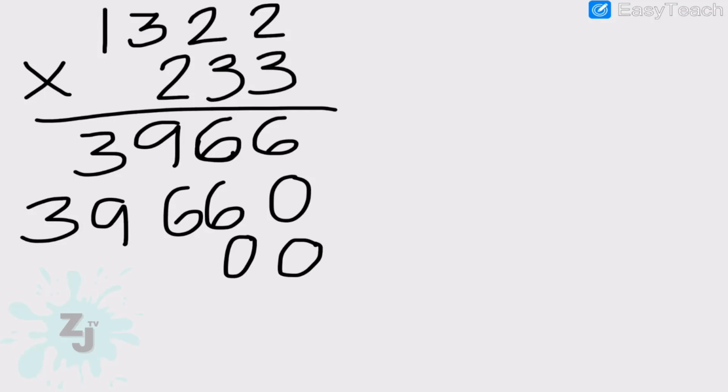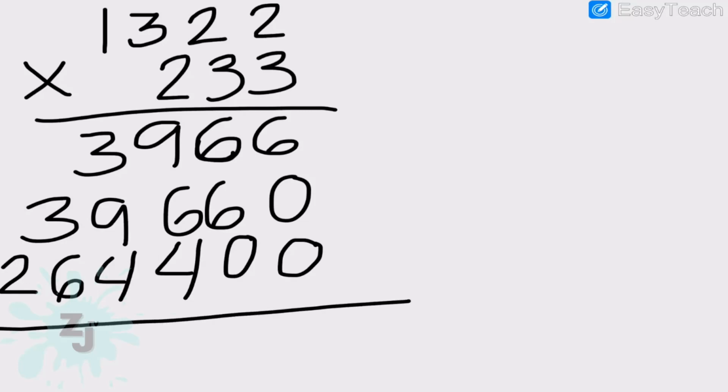Next we proceed again. 2 times 2 is equal to 4. 2 times 2 is equal to 4. 3 times 2 is equal to 6. 1 times 2 is equal to 2. And we add up those digits that we get, which is this one.